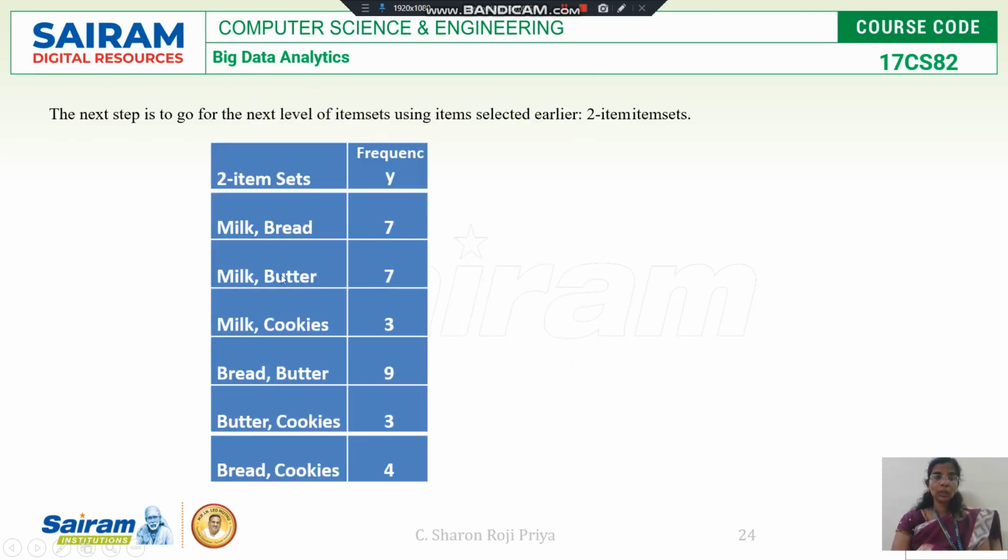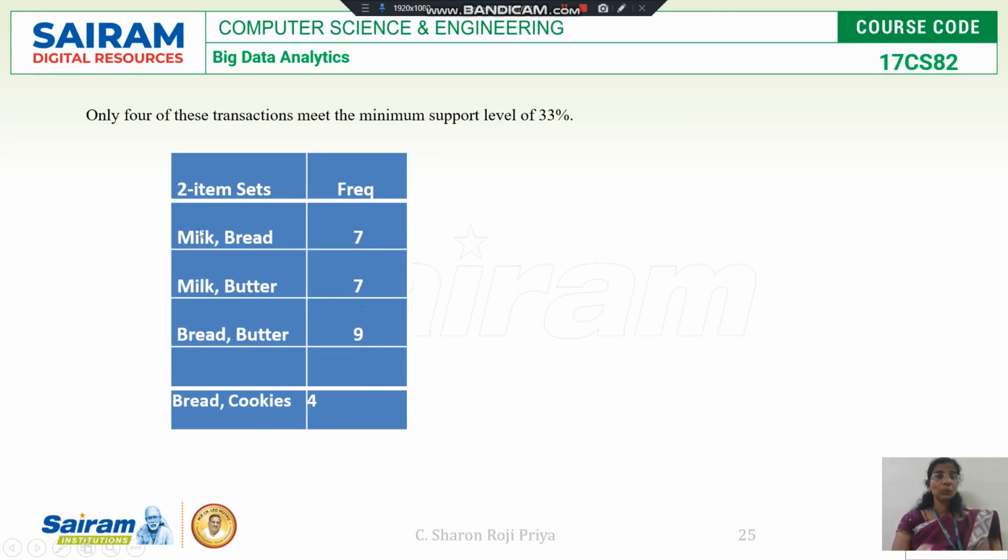Similarly, you have to count the frequency for these 2 combinations and the next 2 combinations, and fill this table. Again, you have to check that these frequencies satisfy the minimum support of 33%. This 3 won't satisfy 33%, because 3 divided by 12 (where 12 is the number of transactions in the initial transaction list) won't give you 33%, it gives 25%. So you are supposed to discard these 2.